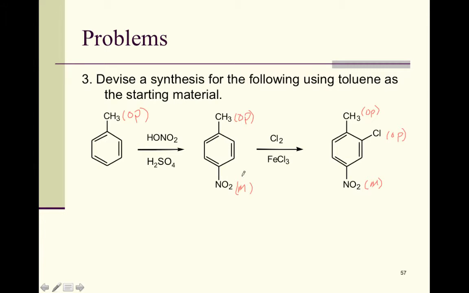Both CH3 and NO2 would direct the new piece to go. So we have CH3 as ortho would want it to go here, and NO2 as a meta director would also want it to go in the same position. Because it's symmetrical, only one product is formed, and this would be the ideal way to make this product starting from toluene.